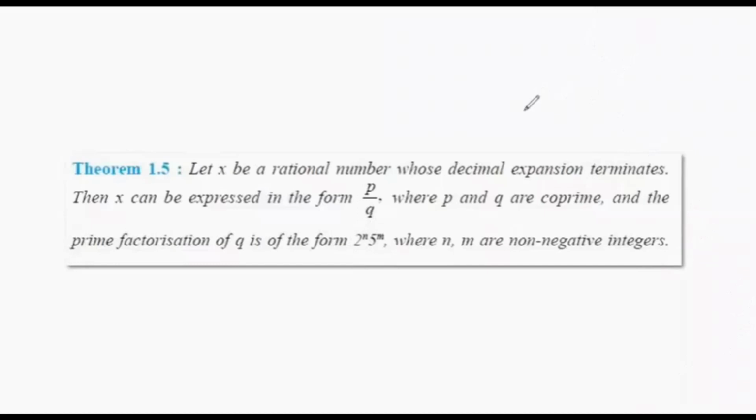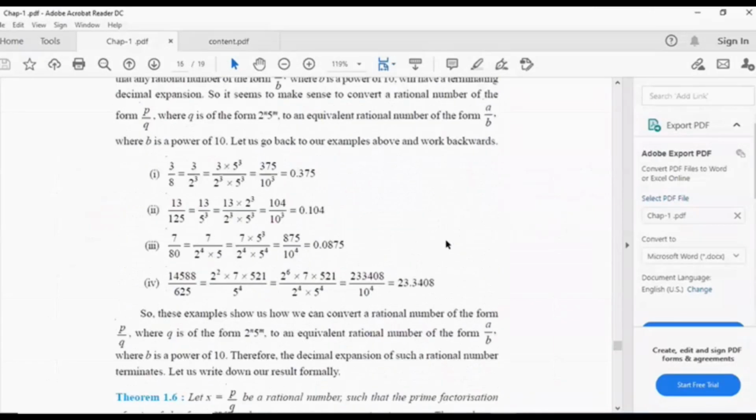So simply try some examples. I'll show some examples from the textbook, that's enough. Very simple question. Look here, 3 by 8. The denominator we can prime factorize like this: 3 by 2 cube. So 3 by 8 can be written as 3 by 2 cube. Now by suitable adjustment, we can take an equal fraction like this, 3 into 5 cube by 2 cube into 5 cube. So why do we do this? Yes, to form the decimal number.